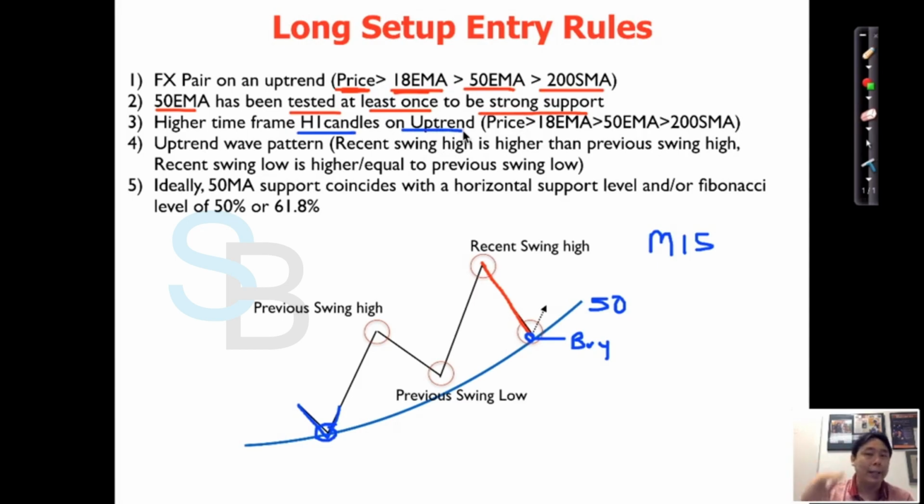So again, on the hourly candles, the hourly price must be above the 18 EMA, 18 above 50, 50 above 200 simple moving average. Okay, so it's got to meet all these criteria strictly. Next, very important criteria. I must see a very clear uptrend wave pattern. What does that mean? An uptrend wave pattern means higher highs and higher lows.